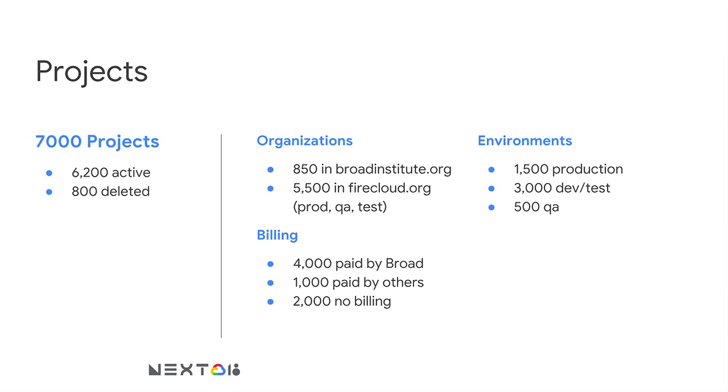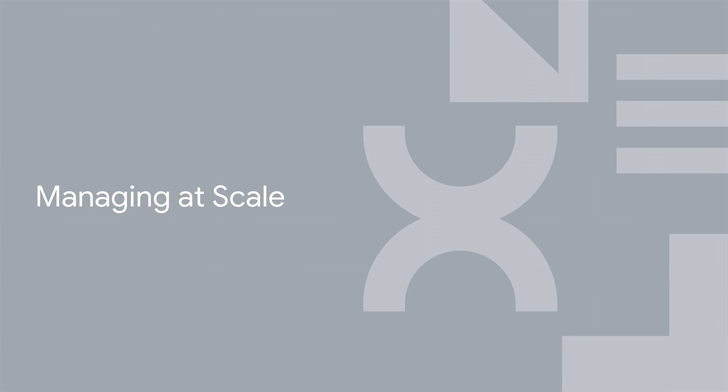We're a complicated environment, so of these 7,000 projects, 4,000 of them we pay for. There's 1,000 of them that are actually being paid for by other organizations who use FireCloud and have their own billing accounts. And then there's a bunch that don't have any billing, and we use those for service accounts and to enable certain free APIs and that sort of thing.